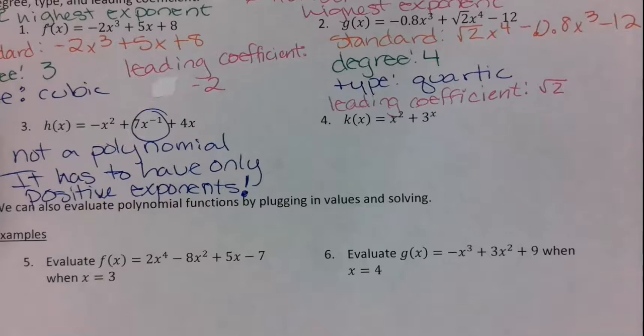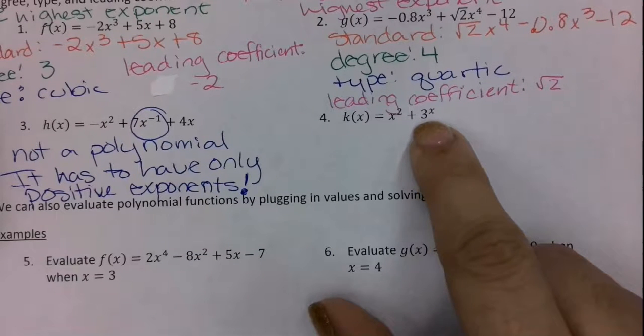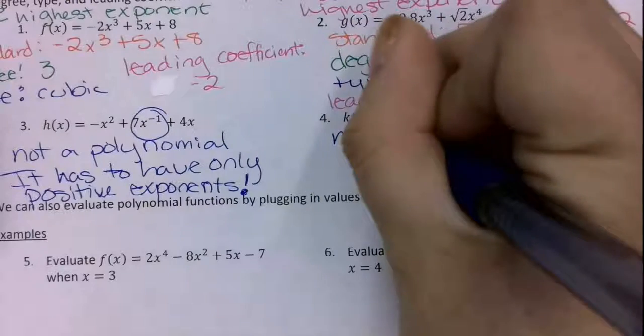Okay, what about number 4? And what do I write first? Why is it not a polynomial? Because it's exponential. Did any of the other ones have x's for an exponent? No. This one's also not a polynomial.